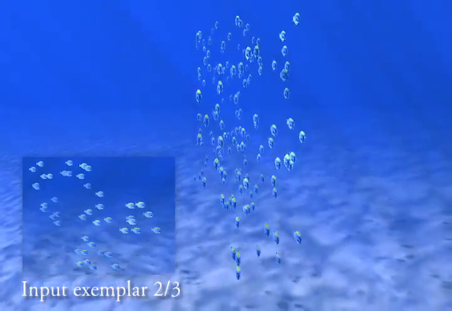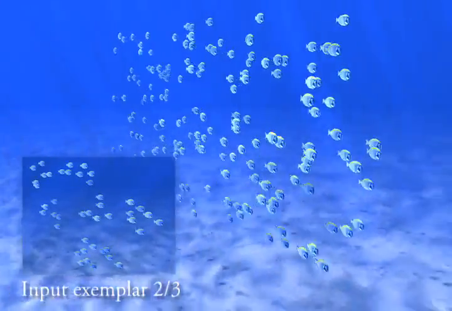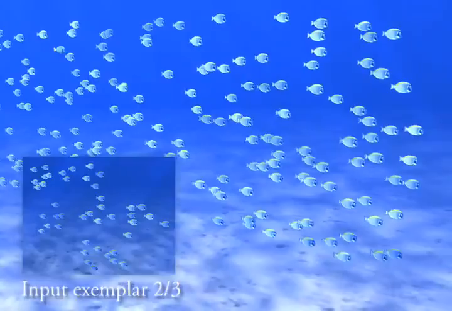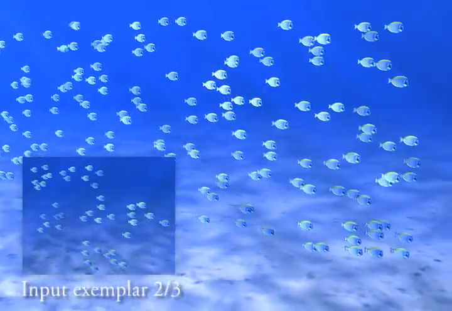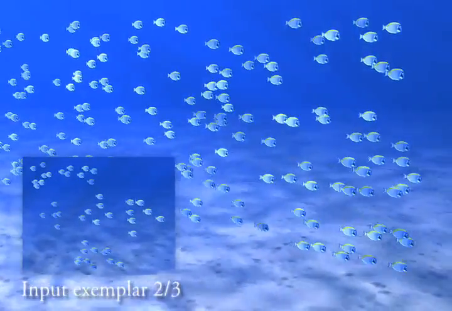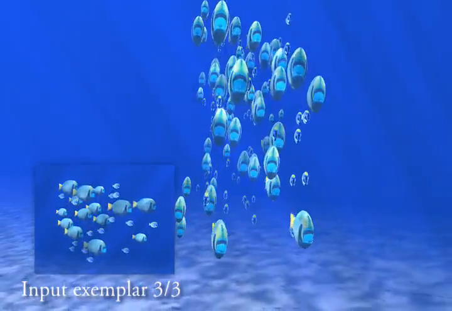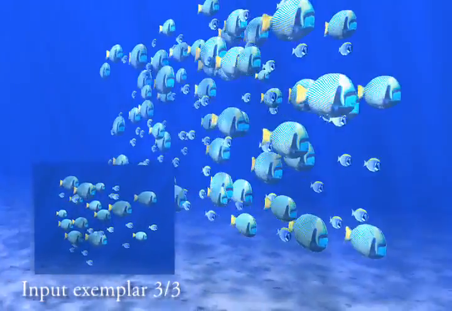This is one example of temporally heterogeneous behavior, with some fish rapidly transitioning between different groups. And this is one example of spatially heterogeneous distribution of fish with different sizes.